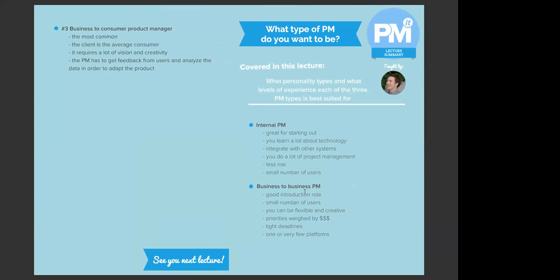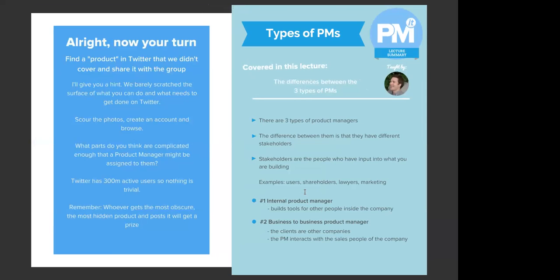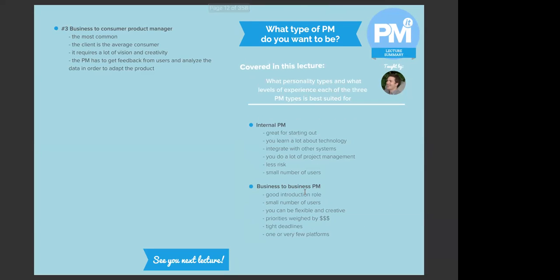Okay, so we've talked about the different types: internal product manager, business to business product manager, where the clients are companies, and you interact with salespeople of the company, and sometimes also with their legal, so when you have to come up with legal documentation and whatnot, and also sometimes with their marketing team. Then we have the business to consumer aspect.